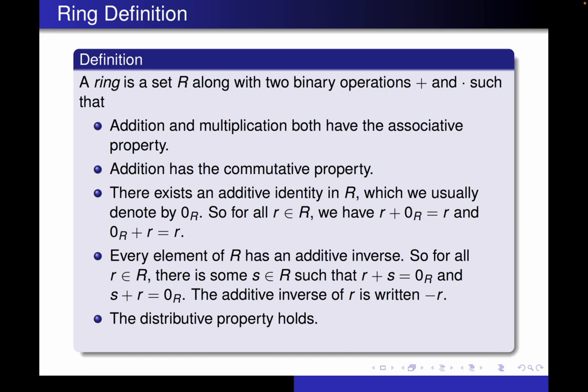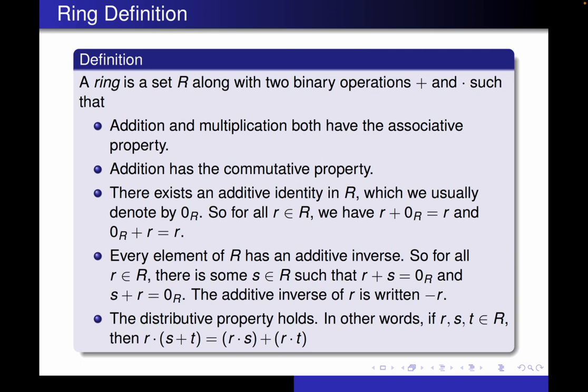The distributive property holds. Now we have to be careful about the distributive property. One thing about rings is that we don't necessarily have the commutative property for multiplication. So there's actually going to be two forms of the distributive property. In all the cases, we're going to look at three elements of the ring, R, S, and T. The first version of the distributive property is going to look like R times (S plus T), where we're multiplying R on the left and S plus T on the right. And that's going to equal R times S plus R times T.